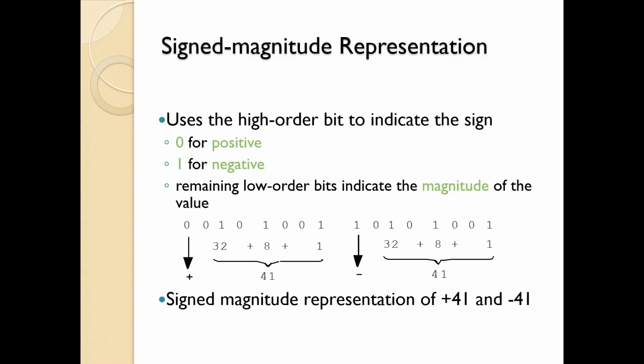So here's an example. The signed magnitude representation uses the high order bit to indicate the sign, whether it's 0 positive or 1 negative. The remaining low order bits indicate the magnitude of the value. So here, for instance, you can see we have 6 values, 2, 4, that's 6. These values represent the number, and you can see they're both the same.